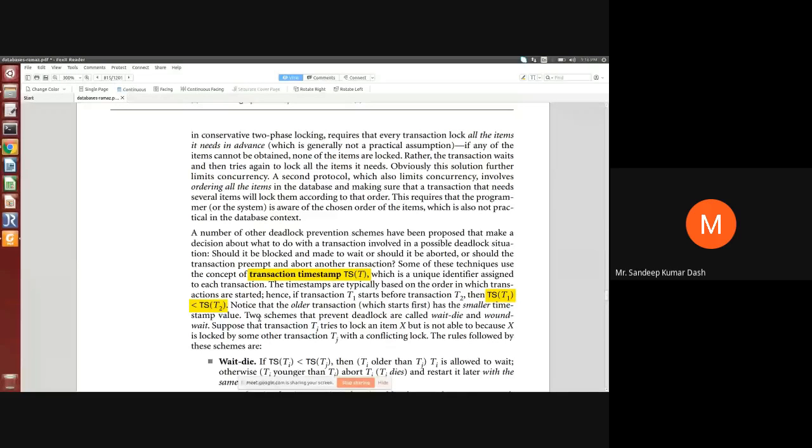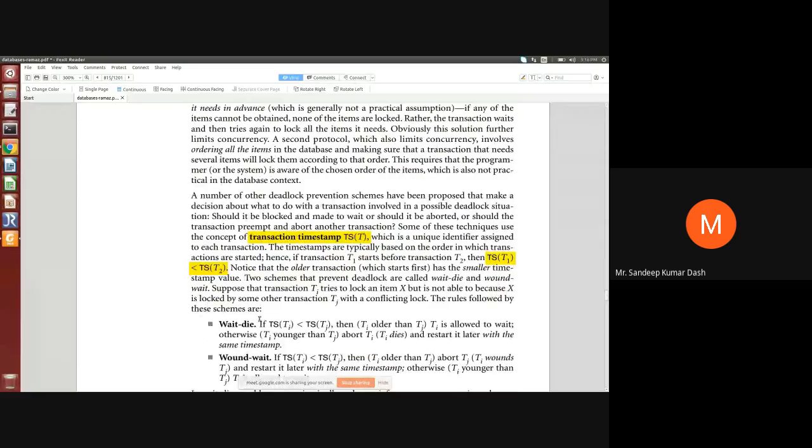Now you see there are two schemes based on this timestamp mechanism that prevent deadlock. Those are called wait-die and wound-wait. These are the two schemes that are used for deadlock prevention: wait-die and wound-wait. In this, suppose there is a transaction Ti trying to lock an item X, but X is locked by some other transaction Tj with a conflicting lock. Conflicting lock means with a separate lock.